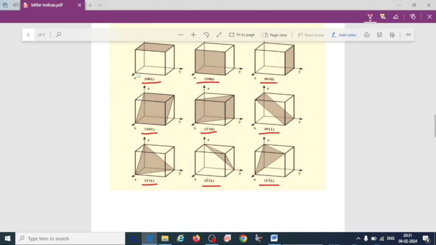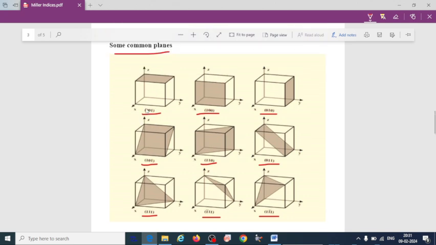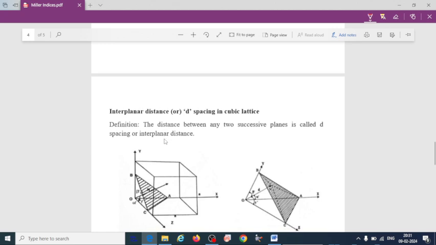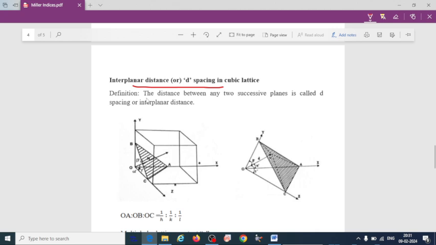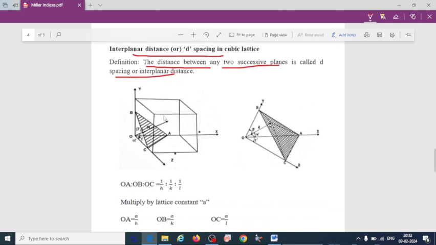So planes are indicated by the Miller indices inside the parentheses. Then interplanar spacing is also very important to discuss here because it is given in terms of Miller indices. How can we define it? The distance between any two successive planes is called the interplanar spacing. If we take two planes, there is a distance between them, and that distance is called the interplanar spacing.